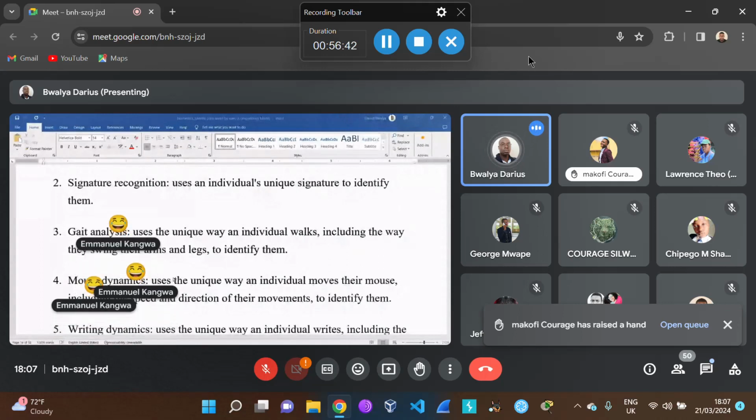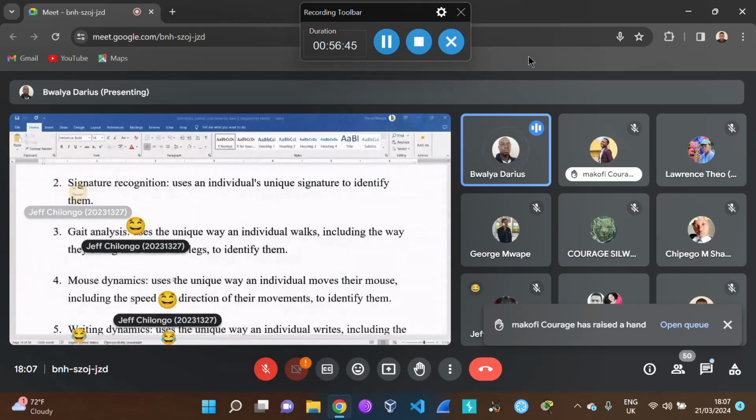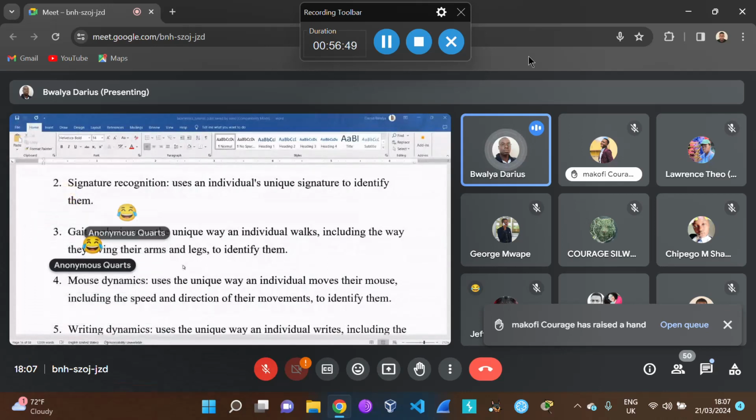It can be confusing to a biometric system. You know, such things happen. But, okay, you can't pretend. You can't pretend always, isn't it? You can never pretend always.